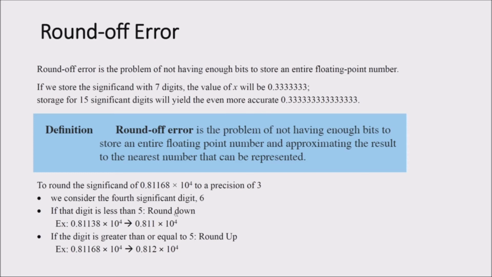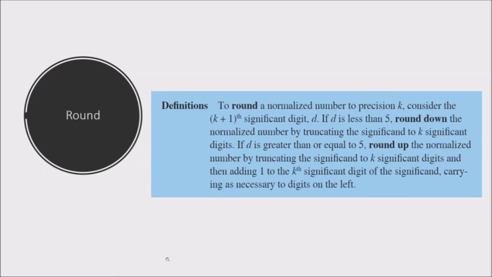Round down occurs whenever the number here is less than 5. Round up occurs when this number is greater than 5, which is this one in this case. This is the same thing I just explained to you in the definition, so you don't have to memorize this. If you understand this, it's really enough. Just try to understand rounding.